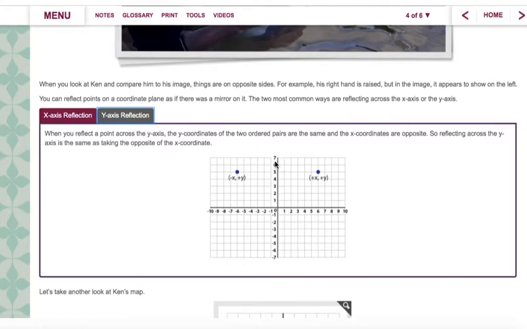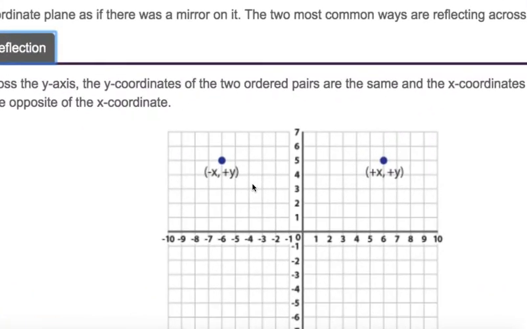It's the y numbers you keep the same. So if you jump across the y, you reflect across the y, you keep those numbers the same. You're doing the opposite x. So if you look at this one, notice our y's are the same. They're both positive. It's the x's that are opposites, negative x, positive x. That's because we jumped across the y-axis. So keep that in mind.